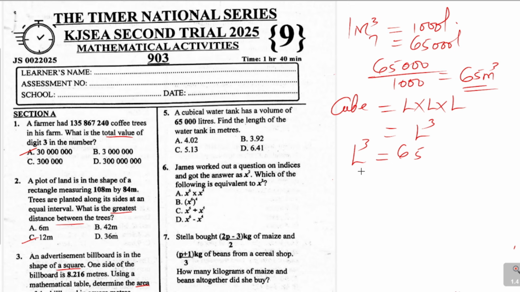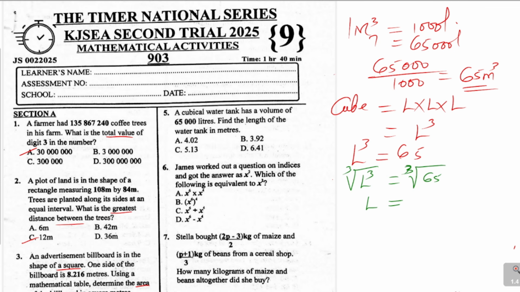So now to get the length, you get the cube root. You get the cube root of L cubed, then the cube root of 65. The cube root of L cubed, you get L. When you get the cube root of 65, you can use the tables of cubes to do that, or simply you can use a calculator, whichever. There are no instructions on whether you're supposed to use the tables or the calculator, so you can use the calculator.